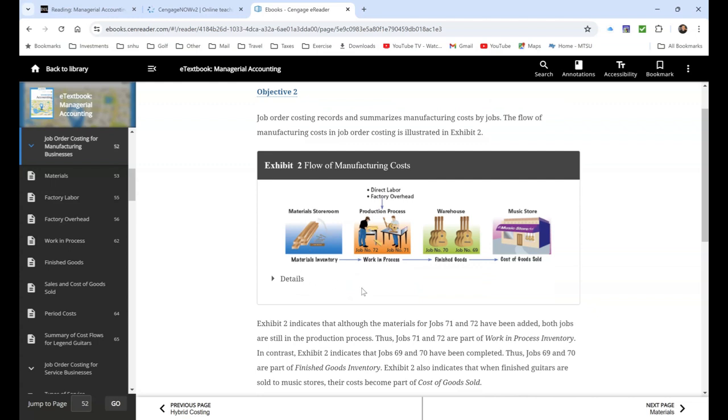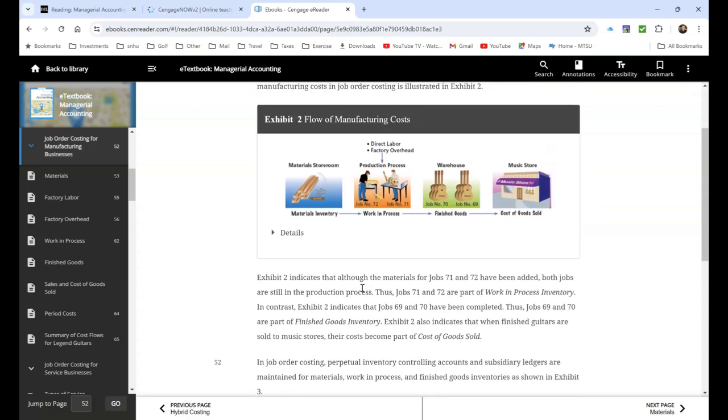So when you take materials out of the storeroom and you start working on them, at that point you're going to debit work in process and credit your materials. Same thing once you get it out of work in process to finished goods: you're going to debit finished goods where it ends up, and credit those costs in work in process because it's no longer in work in process. You can see here that you still have jobs 72 and 71 in work in process. So at the end of the month, when you're looking at your inventory, you're going to be looking at all of the costs related to jobs 72 and 71.